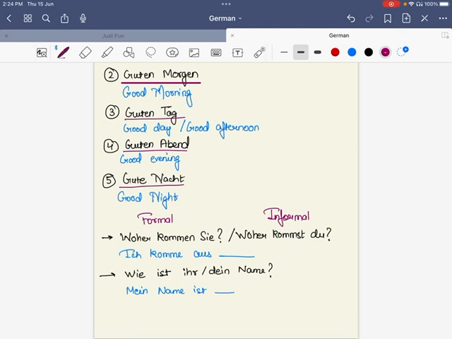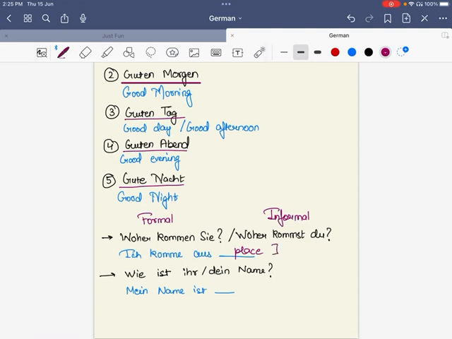The formal one first is woher kommen Sie, and the informal one is woher kommst du. This is translated as where are you from? If I want to speak in a workplace, as I have already told you, then I will say woher kommen Sie. And if it is a friend or a buddy, then I will say woher kommst du. That means where are you from? And then the reply that the other person will give me is ich komme aus, and here the place.